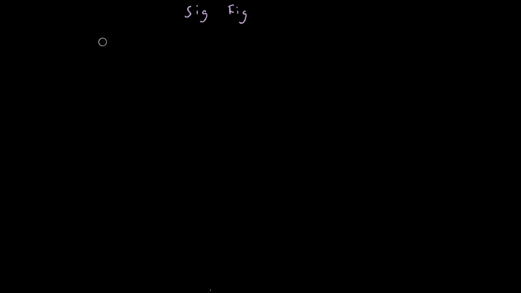The first one: all non-zeros are significant. So, for instance, 1.5 here, neither one of those is 0, so that has two significant figures, right? So anything that is not a 0 is significant.